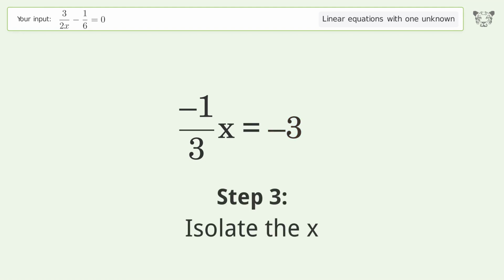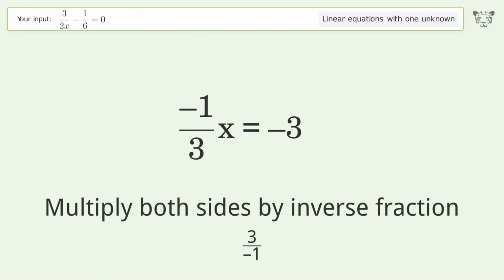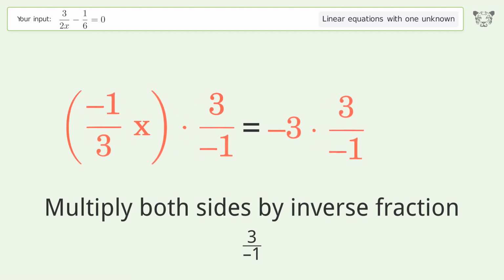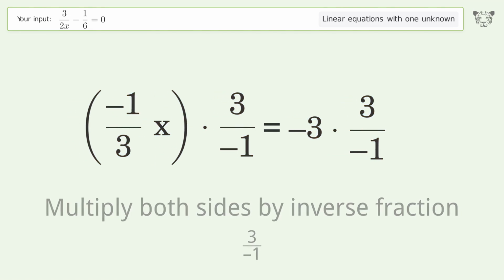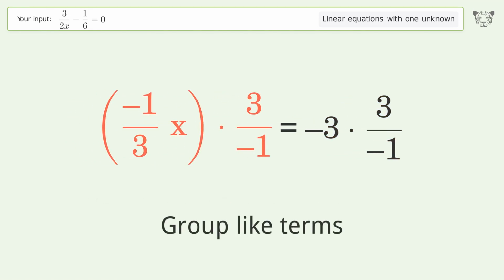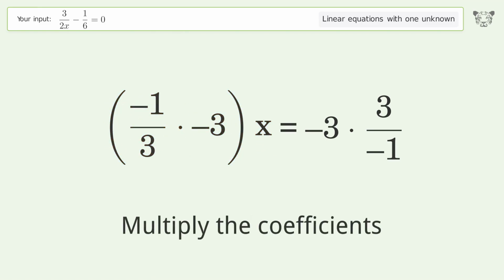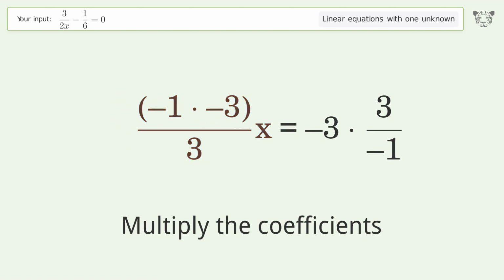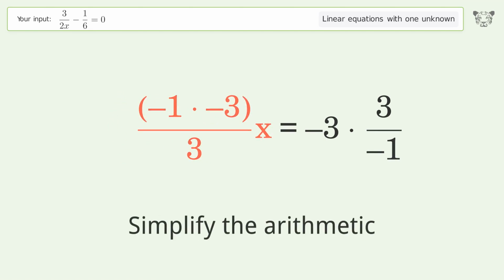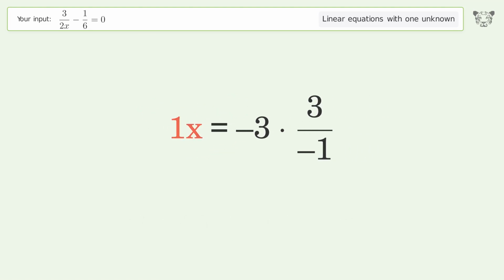Isolate the x. Multiply both sides by inverse fraction 3 over -1. Group like terms. Multiply the coefficients. Simplify the arithmetic. And so the final result is x equals 9.